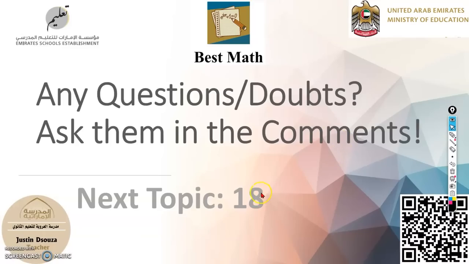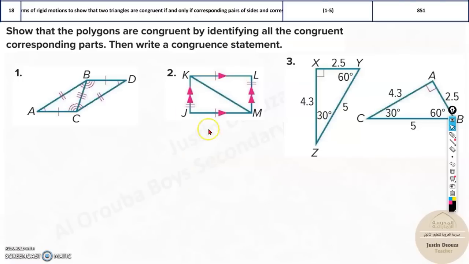Topic number 18 is same as the topic number 7. You might have remembered these problems by now. It is about congruency. You need to write the congruency statement. We have done the same problems, in fact, from the same page number, but more problems in the topic number 7. I'll put the link to the topic number 7 in the description because it is more detailed explanation.